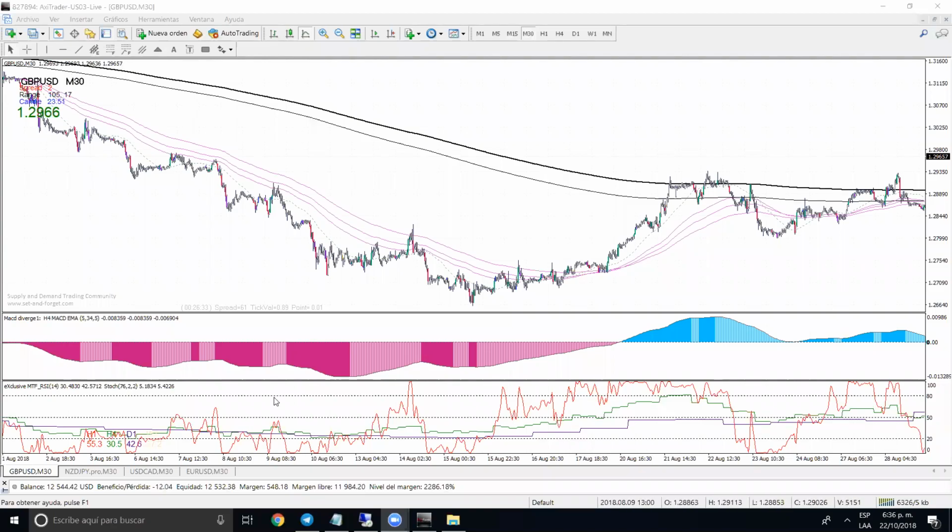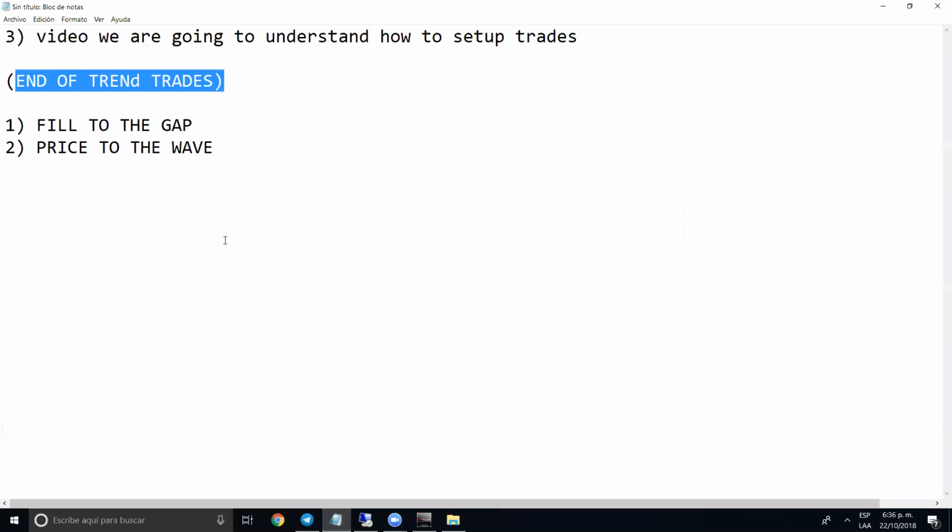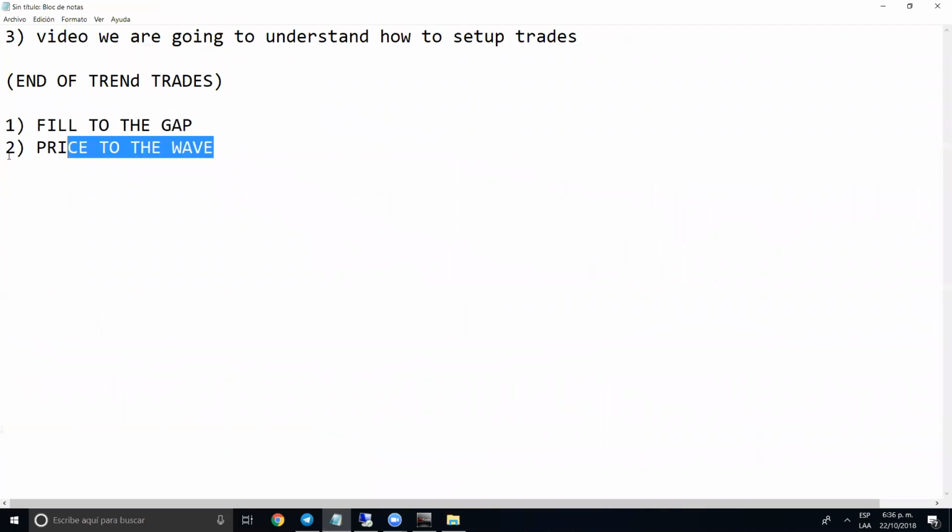Okay, let's continue. In the third video, we're going to understand how to set up trades for, in this case, the end of trend trades: the fill to the gap and the price to the wave. After that, in the fourth video, we're going for continuous trend trades, the breakout. So let's begin with these two trades. Let's begin with price to the wave and after that fill to the gap.